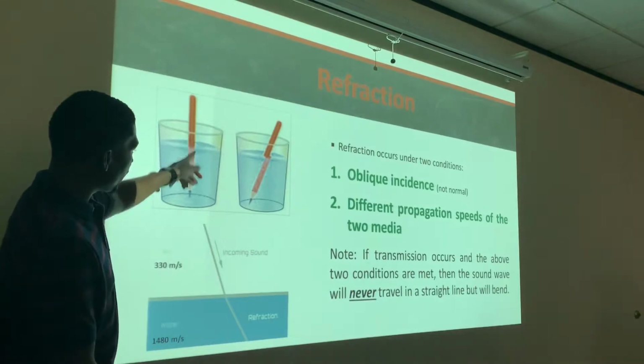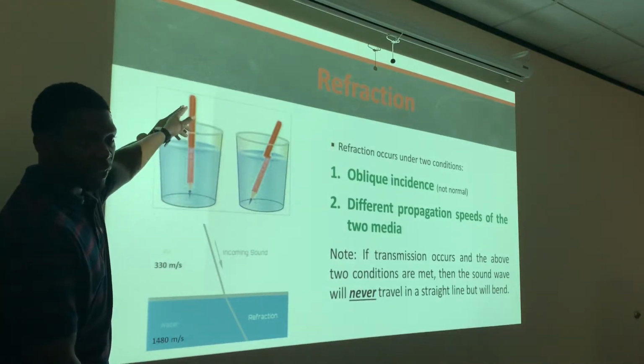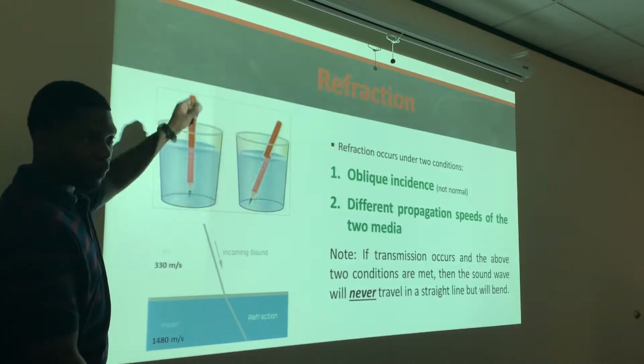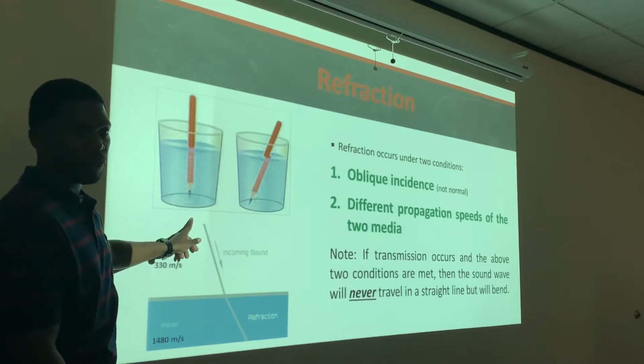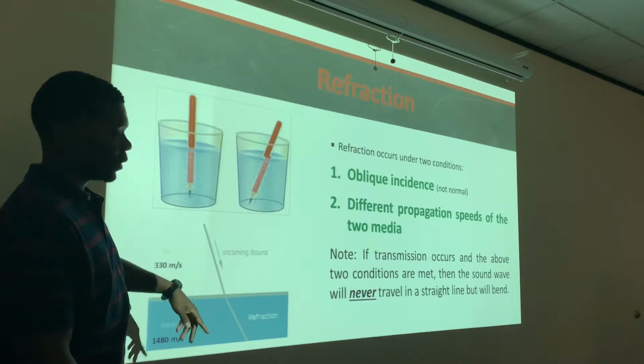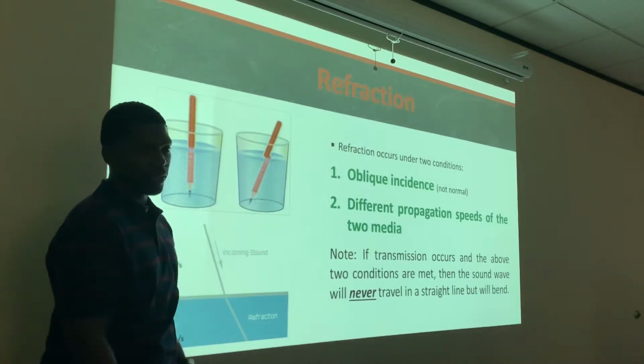See right here, see how this is straight? This is normal incidence of our pencil going into the water. That's why it looks like it's in a straight line. It's not going to refract with normal incidence. With oblique incidence, it's going to refract.